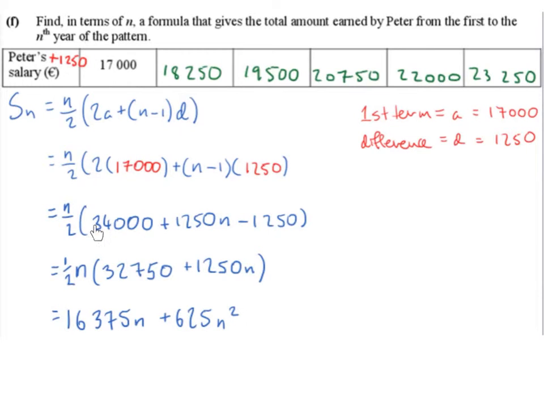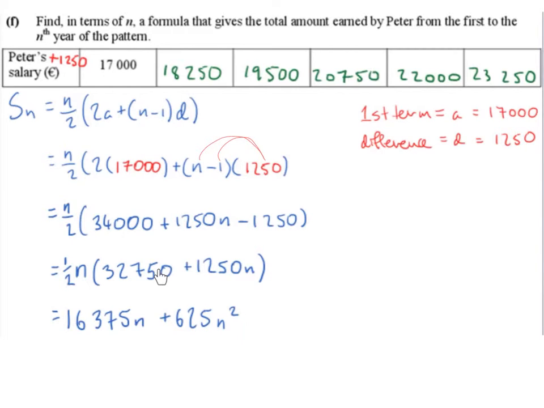So 2 by 17,000 is 34,000. N by 1,250 is 1,250n. And minus 1 by 1,250 is minus 1,250. So we get n over 2 times 34,000 plus 1,250n minus 1,250. N over 2 can be written as a half n. 34,000 minus 1,250 is 32,750. We bring down the plus 1,250n. A half n multiplied by 32,750 is 16,375n.